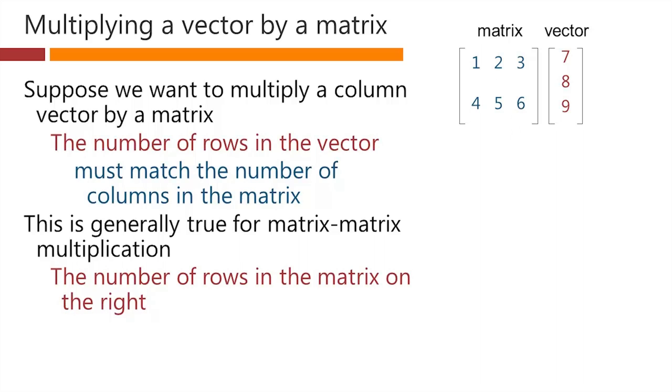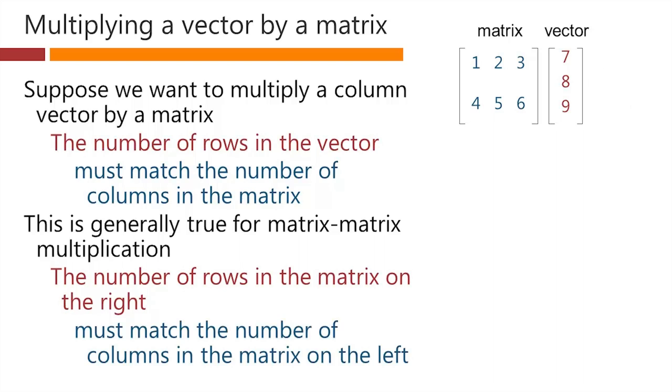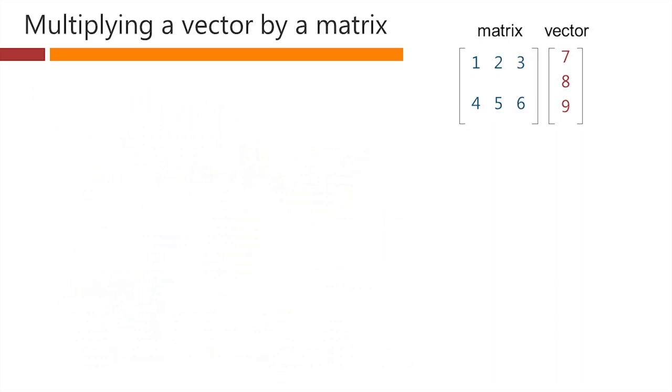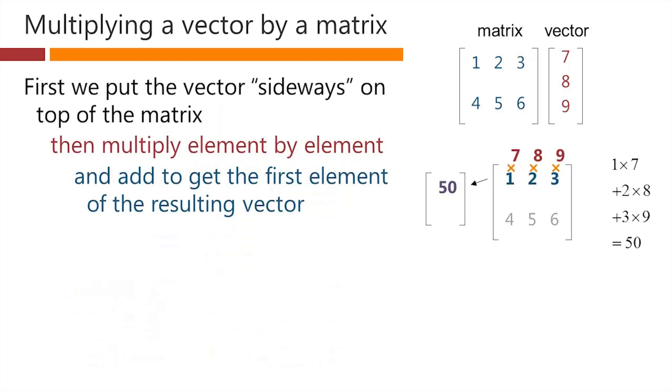So you can see that the number of rows on the right, which is 3, matches the number of columns on the left in the matrix here, which is also 3. So how do we do this? Well, the first thing we do is we imagine that we take this vector and put it sideways on top of the matrix. And then we multiply element by element. So we have 7 times 1, which we have here, 8 times 2, which we have here, 9 times 3, which we have here, and we add all of these up, and the result of that is 50. And that's the number we put in here.